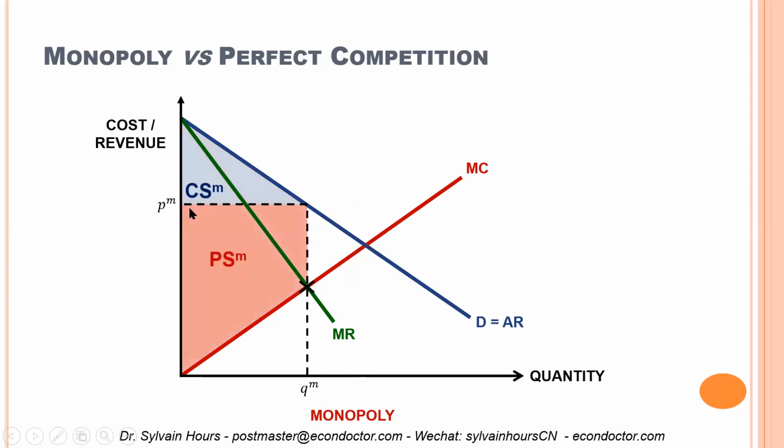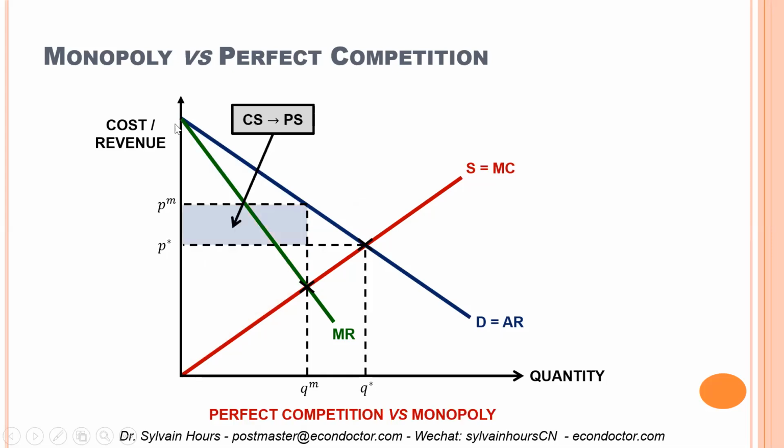Remember, producer surplus is this big area. So when we move from perfect competition to monopoly, there is this area which used to be consumer surplus and that is transferred to producers. So it's not lost to everyone. It's lost for consumers, but it's a gain for producers. That's why it's not part of the deadweight loss. A deadweight loss is something that is lost for everyone.